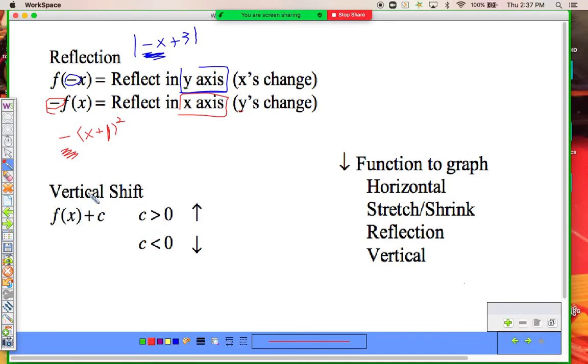That's the next one. It's a reflection. On the x, reflects left and right, across the y. On the function, it reflects up and down, across the x-axis.